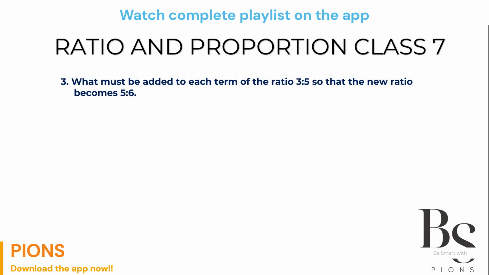Question number 3 says, what must be added to each term of the ratio 3 is to 5 so that the new ratio becomes 5 is to 6? Very simple, direct question. Again I am repeating, you have to add a number to the ratio 3 is to 5 so that the new ratio becomes 5 is to 6.